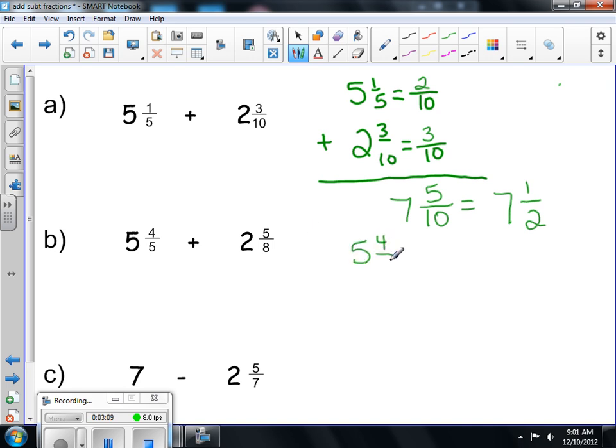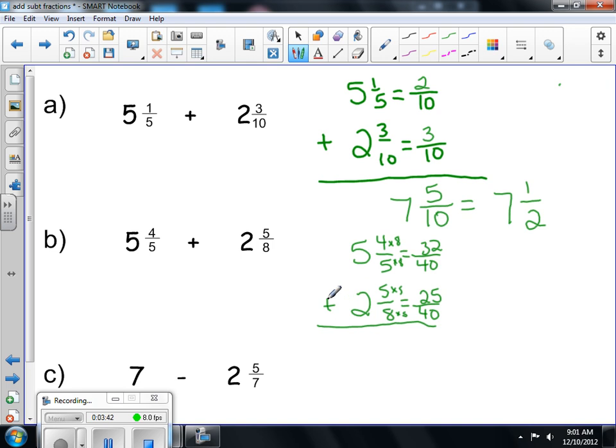5 and 4/5 plus 2 and 5/8. What's your common denominator going to be? 40. 5 times what gives you 40? So 4 times 8 is 32. 8 times what gives you 40? So 5 times 5 is 25.